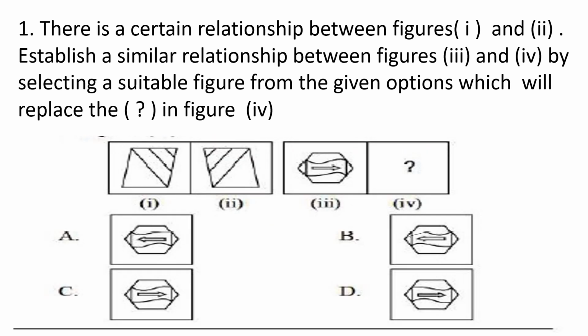Question number 1. There is a certain relationship between figure 1 and 2. Establish a similar relationship between figures 2, 3 and 4 by selecting a suitable figure from the given options which will replace the question mark in figure 4. This is figure 1 and this is figure 2. This is figure 3 and figure 4. We have to find figure 4.